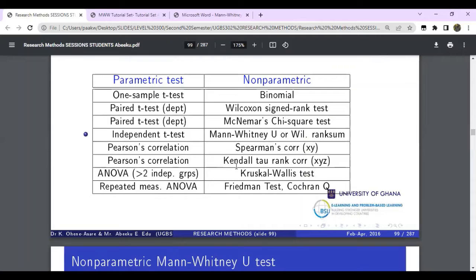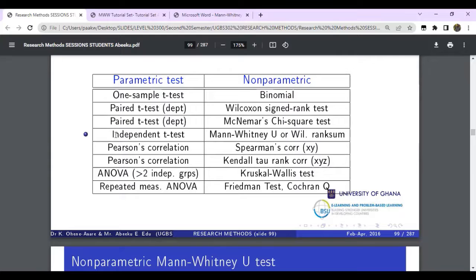As I told you the other time, this table is very, very important. Just try and memorize it, because they will be asking questions on it in the objectives. When you take the parametric tests, all of them have a non-parametric test. The one-sample t-test's non-parametric test is the binomial test. The paired t-test, or dependent samples, has the Wilcoxon signed-rank test or McNemar's chi-square test.